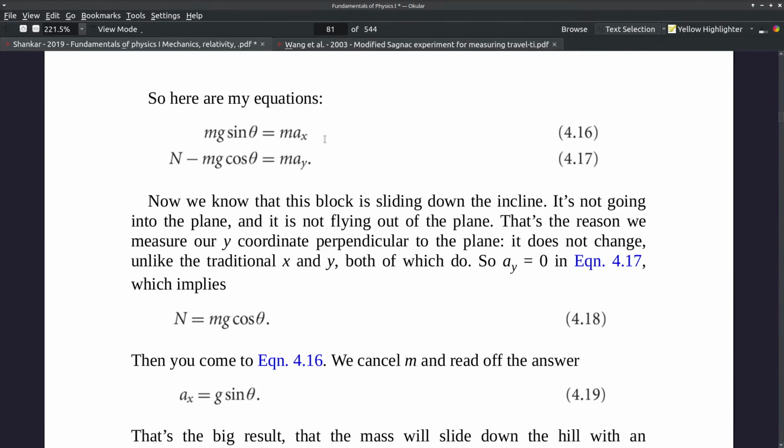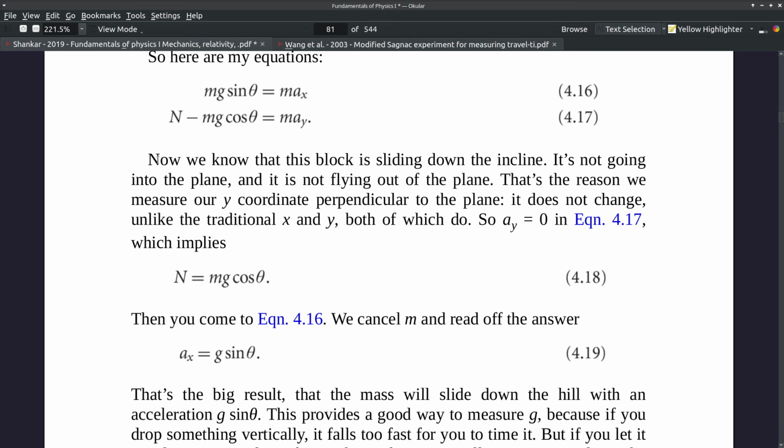So here are my equations. mg sine theta equals m times acceleration in the x direction. The normal N minus mg cosine theta equals mass times acceleration in the y direction. Now we know that this block is sliding down the incline. It's not going into the plane and it's not flying out of the plane. That's the reason we measure our y coordinate perpendicular to the plane. It does not change, unlike the traditional x and y, both of which do.